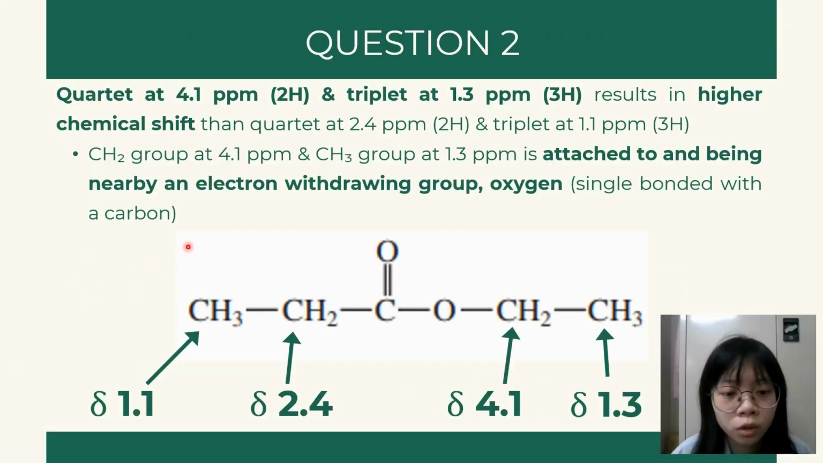So this is the structure of the compound: CH3, CH2, COO, CH2, CH3. Each hydrocarbon group is distributed according to its splitting pattern and chemical shift. The quartet at 4.1 ppm and triplet at 1.3 ppm have higher chemical shift than the quartet at 2.4 ppm and triplet at 1.1 ppm. This is because the CH2 group at 4.1 ppm and CH3 group at 1.3 ppm are attached to, and nearby, an electron withdrawing group, which is an oxygen that is single bonded with a carbon.